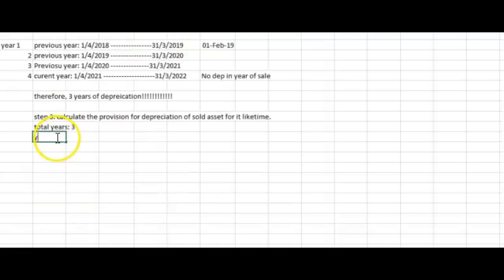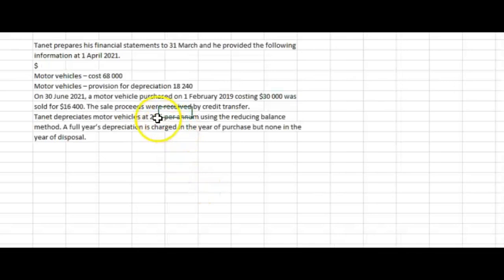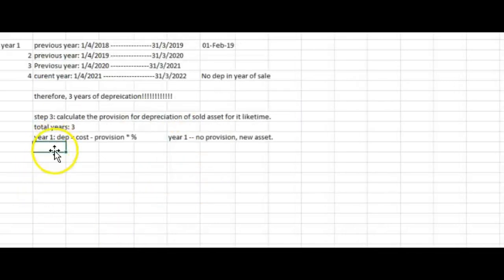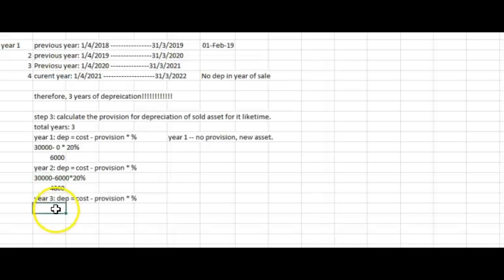Now we calculate the depreciation of the sold asset in step 3. We use the equation of the reducing balance method, which is cost minus provision, multiplied by the percentage depreciation. The first year provision is 0 as it's a new asset, so we take the cost of the asset, $30,000, and multiply by 20%, which gives us $6,000. Then we do the same for year 2, except in step 2 we have a provision. It is basically the depreciation you just calculated in year 1, so you subtract $6,000 from $30,000 and then multiply the value by 20%, and then you get $4,800.